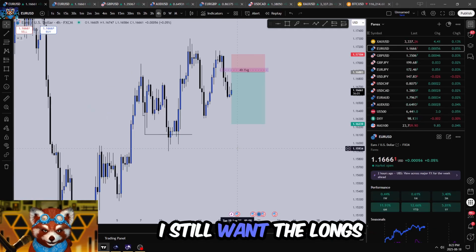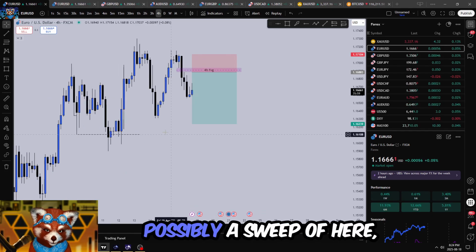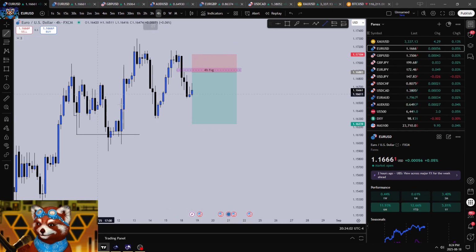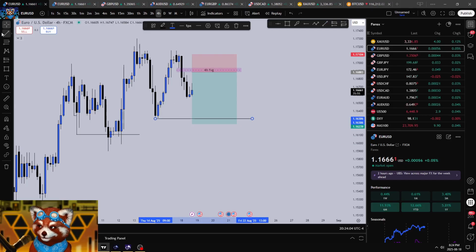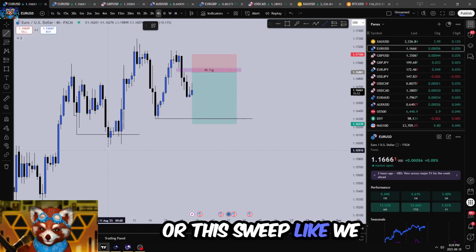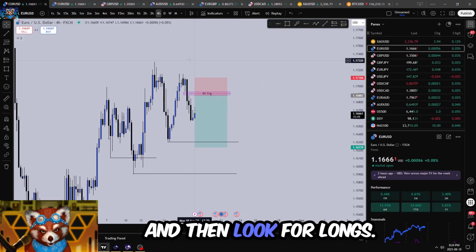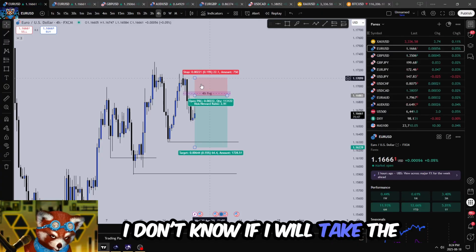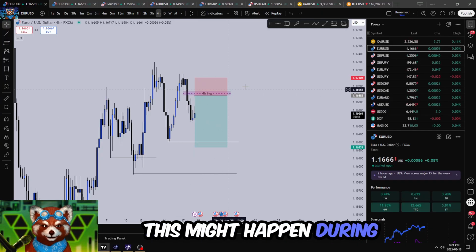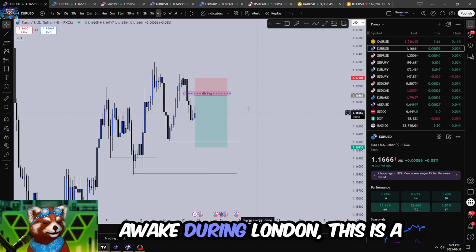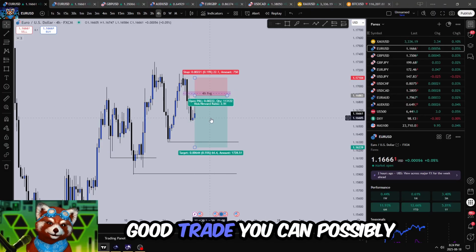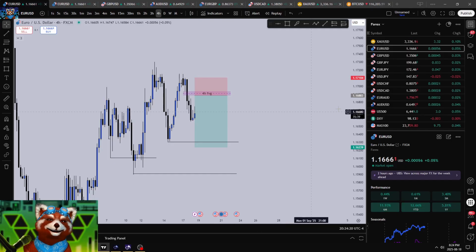Eventually I still want the longs to pan out, possibly a sweep of here, possibly a sweep of here, or this sweep like we saw, or this, and then look for change in order flow and then look for longs. I don't know if I will take the shorts because it looks like this might happen during London session, but if you are awake during London, this is a good trade you can possibly take.